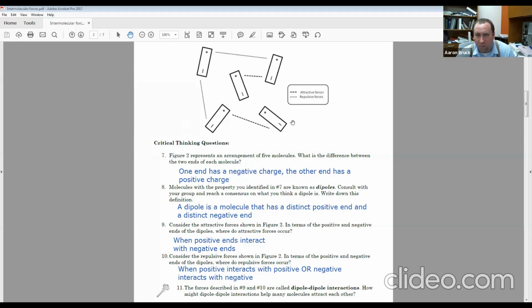Well, if I've got a bunch of these, those aren't the only interactions that are going to exist. Obviously, I've got some interactions here that haven't been drawn in yet, but this negative and this positive are going to attract each other. This negative and this positive are going to attract each other. This negative and this positive are going to attract each other.